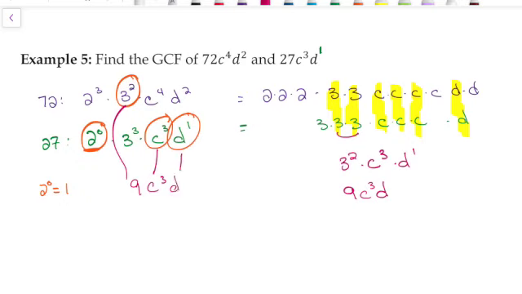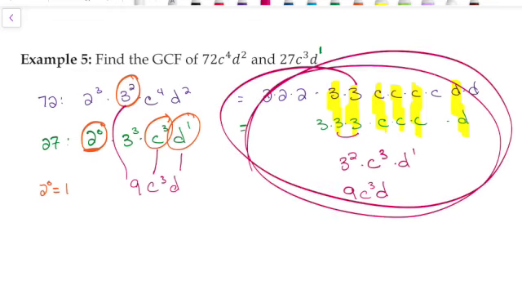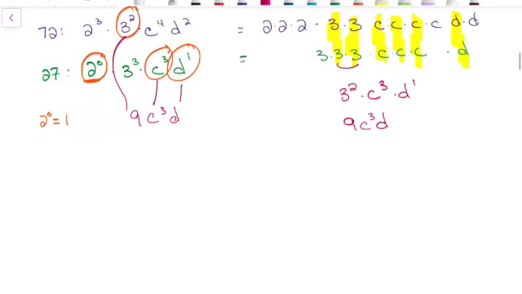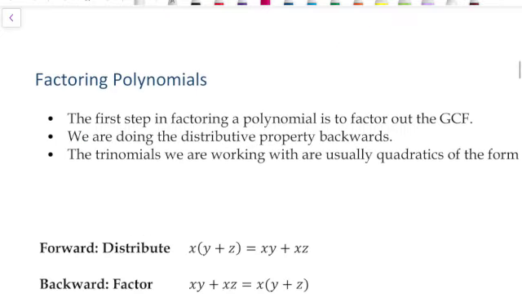Either way you want to do it, you can write it out the long way, or you can do the shortcut method using the exponent rules. If you don't understand the exponent rules, I recommend that you use this method over here until you understand it better. All right, so factoring polynomials.